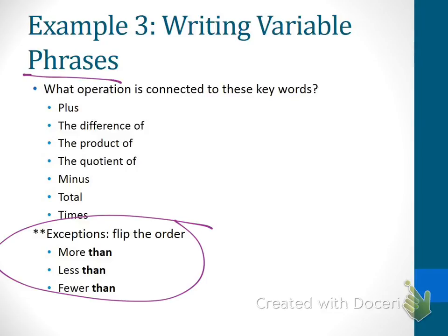All right, exceptions. And what did I say? Flip the order. Flip the order. That'll make sense in a minute. But I want you to write down these exceptions: more than, less than, and fewer than. With all the other operational words, you're gonna translate the phrase to an expression just the way that you read it. But with these words, you need to flip the order. You actually have to write them in reverse.